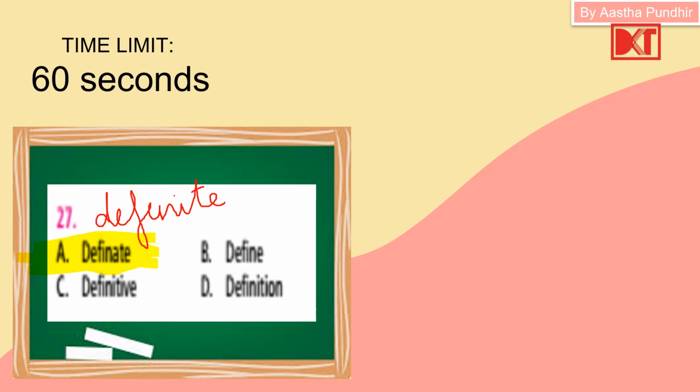Definite means something that's clear and there's no ambiguity about it. Okay, so it's an adjective. Then here, define means give the meaning of something. This is a verb. Definitive is again an adjective we can say, and definition is a noun.